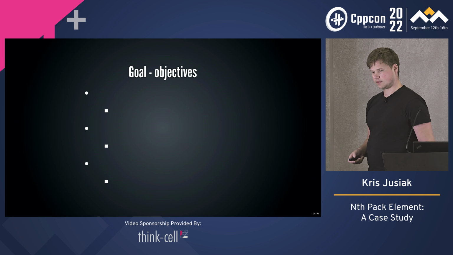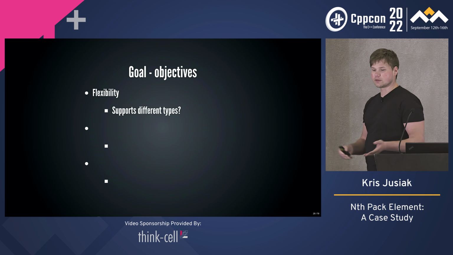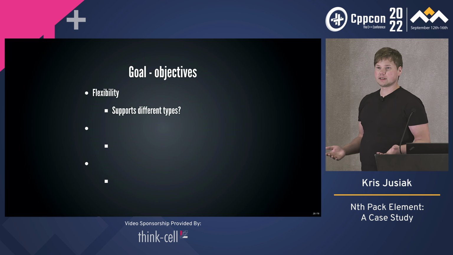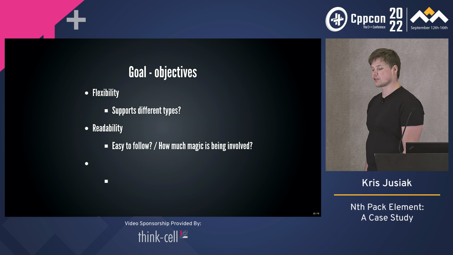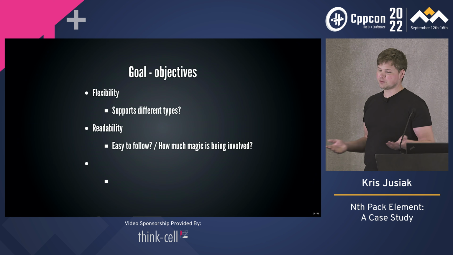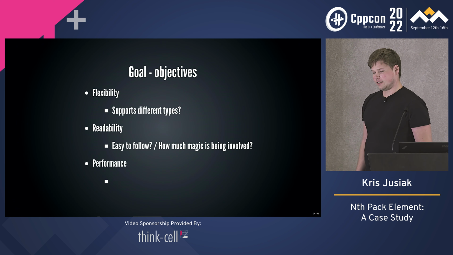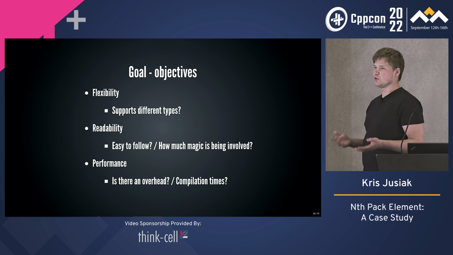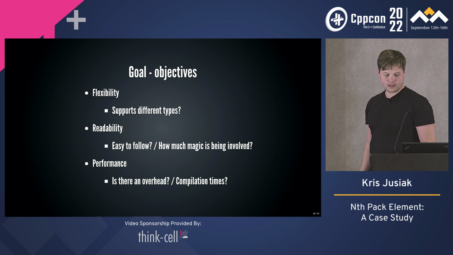Sorry about that. So objectives here, how we will compare the solutions. We'll compare whether it supports different types, because that's important. There are solutions which are cool, but they won't support different types. We'll compare how much magic is involved. As I pointed out, there's a lot of TMP. Some TMP is better than the other TMP. So we'll compare that. And performance, if there's an overhead, we won't expect any runtime overhead because we do static asserts in the end.